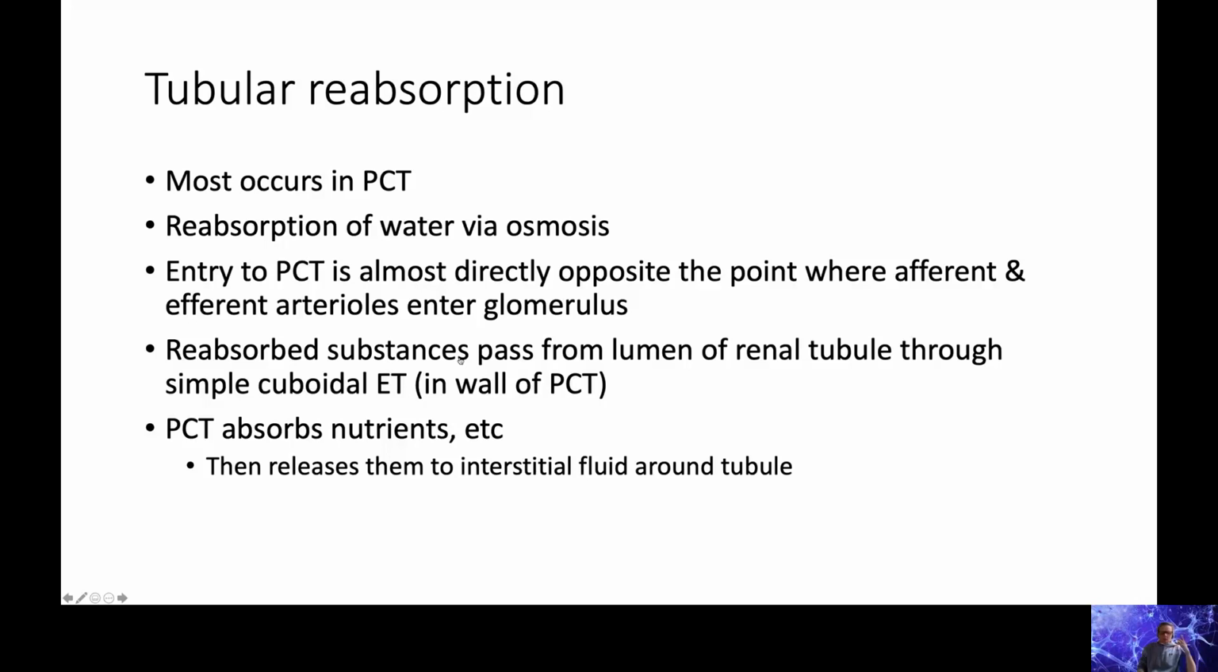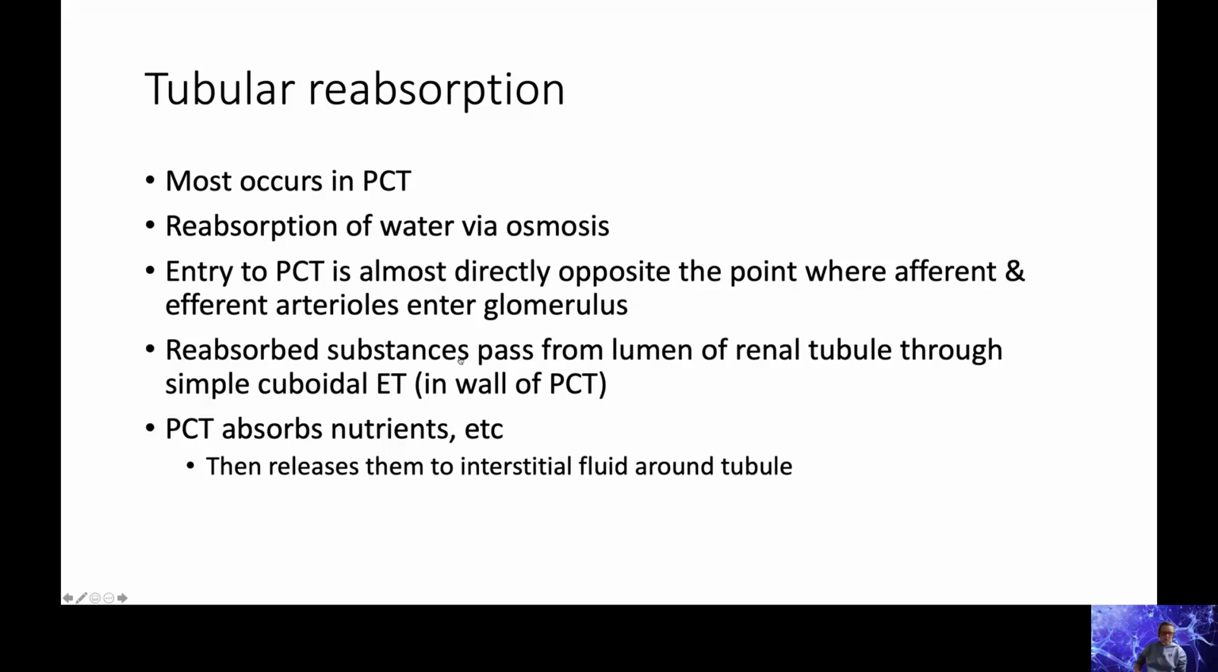We already have some more info. Reabsorption of water is going to occur via osmosis. Now, this is kind of cool because the entry of the filtrate into the proximal convoluted tubule is almost directly opposite the point where those afferent and efferent arterioles enter the glomerulus or exit the glomerulus. We know that the absorbed substances are going to move through the wall of the renal tubule, simple cuboidal epithelial tissue. I would know that, hint, hint.